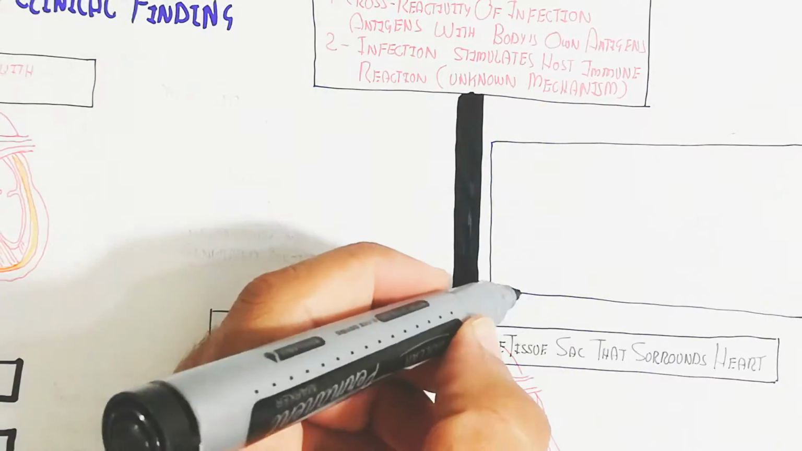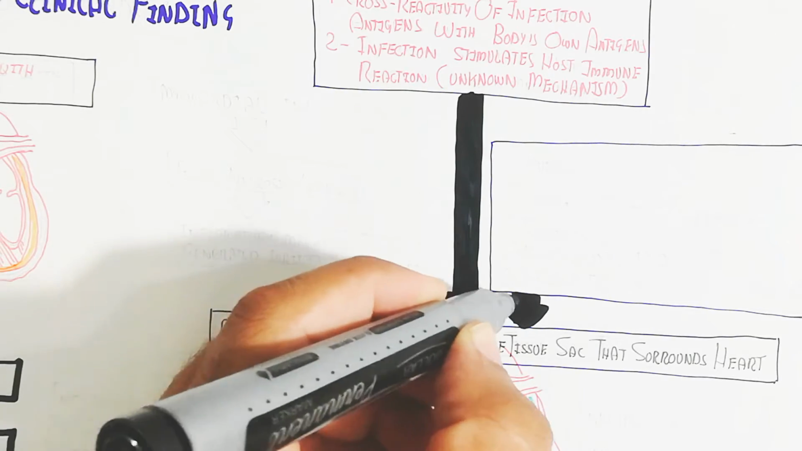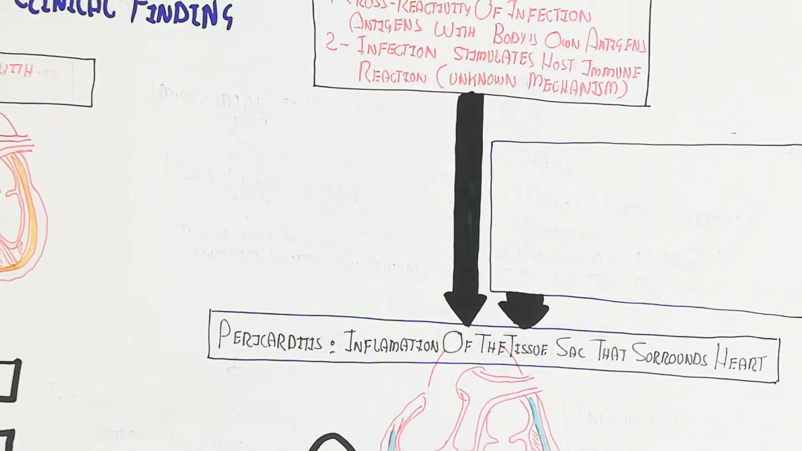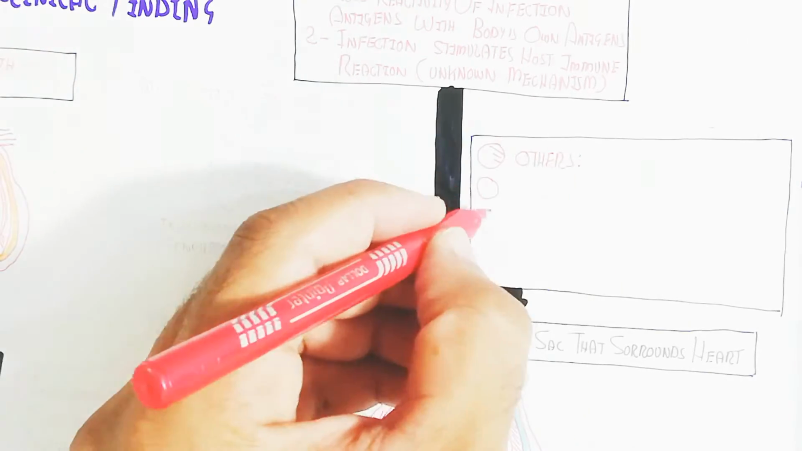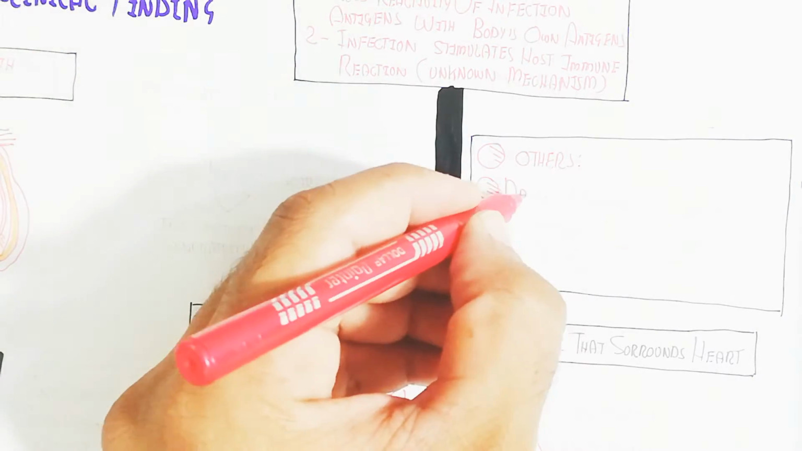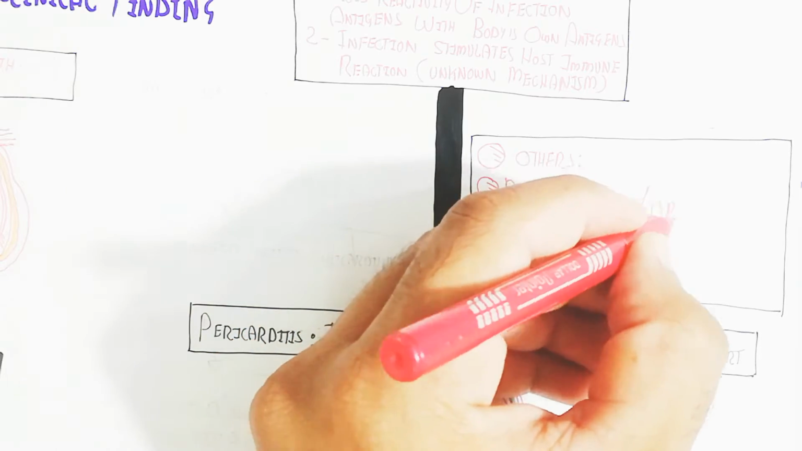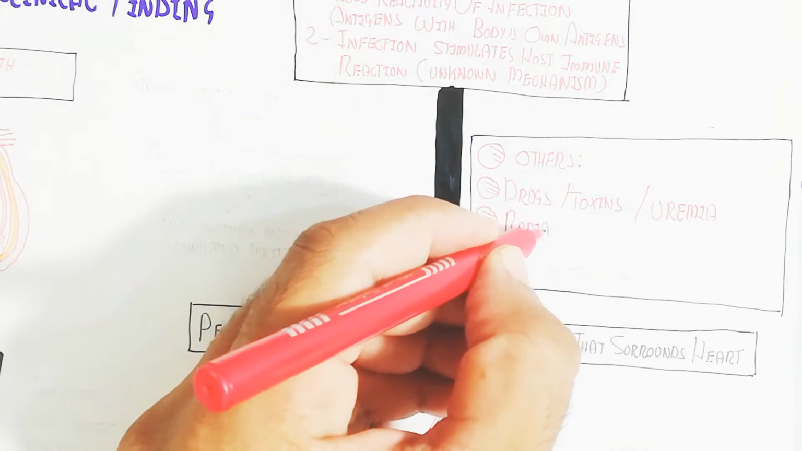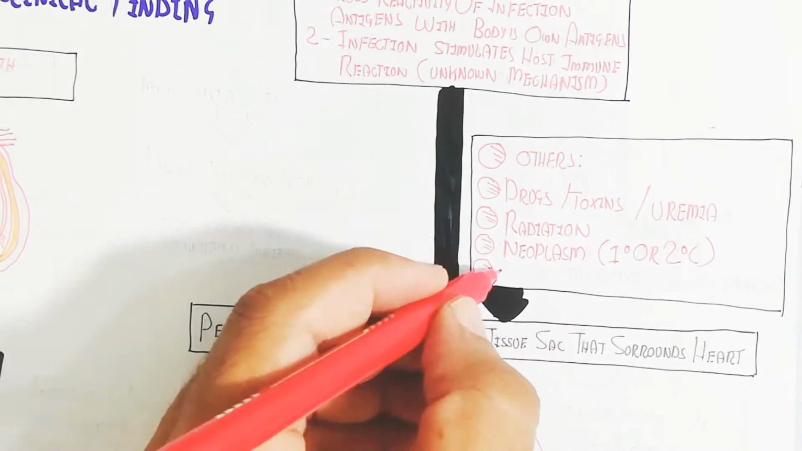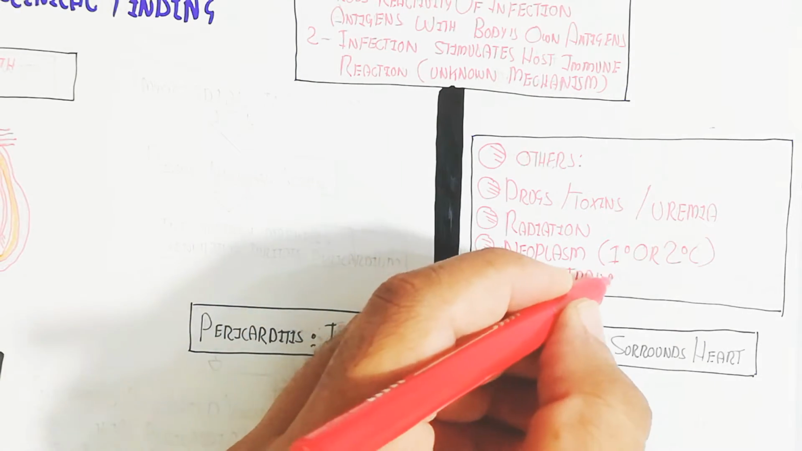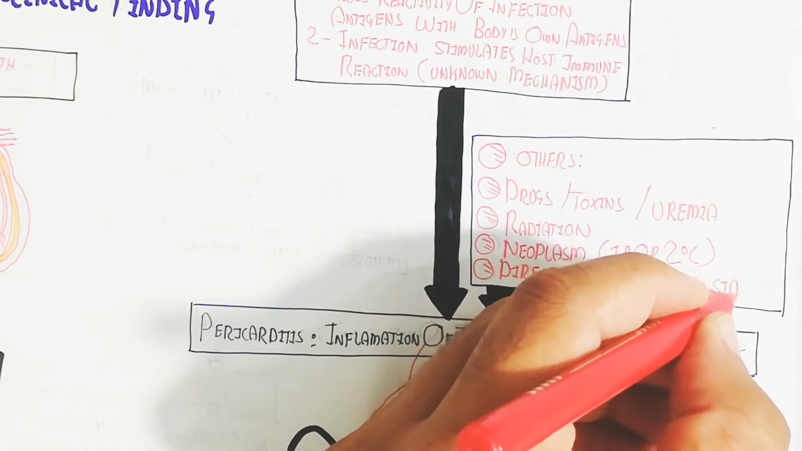The other factors are drugs, toxins, uremia, radiation, neoplasm (primary or secondary), direct trauma, surgery and stabbing, which can also cause pericarditis. So remember these things: drugs, toxins, uremia, radiation, neoplasm and direct trauma.